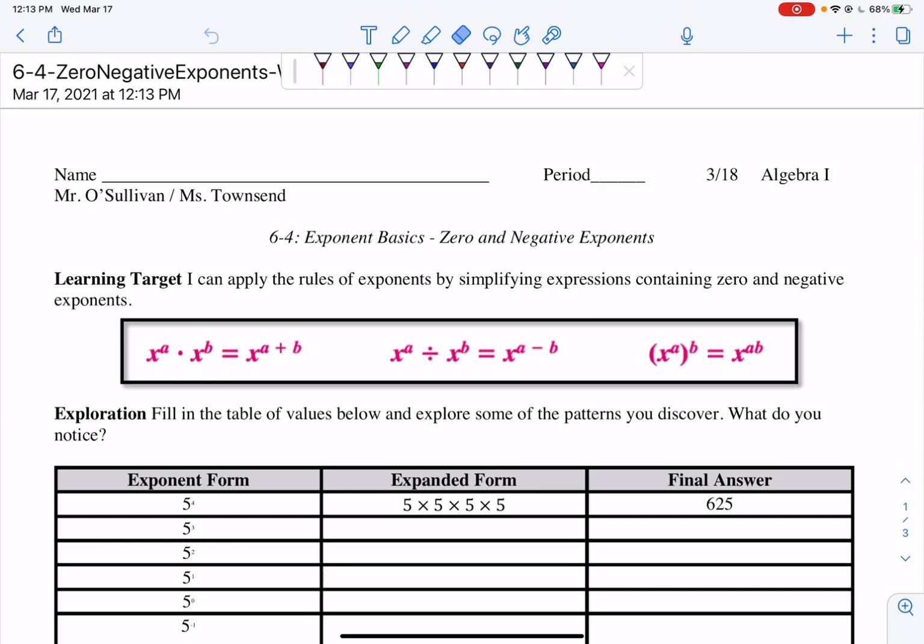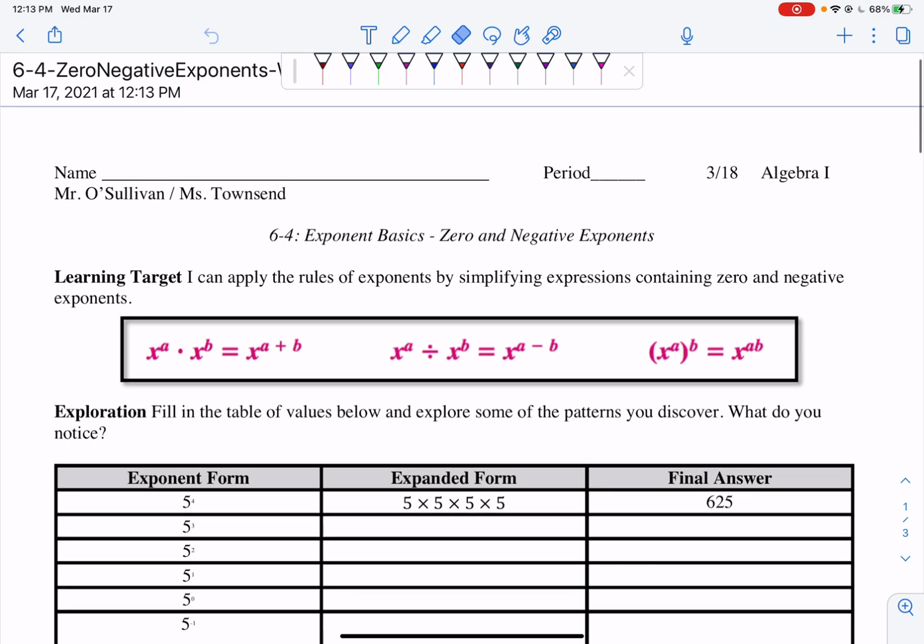Today we're going to be looking at lesson 6-4, Exponent Basics, zero and negative exponents. Today's learning target is, I can apply the rules of exponents by simplifying expressions containing zero and negative exponents.